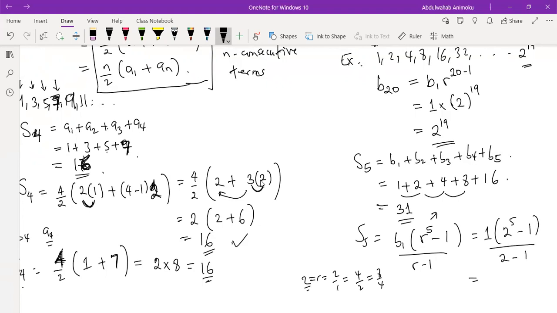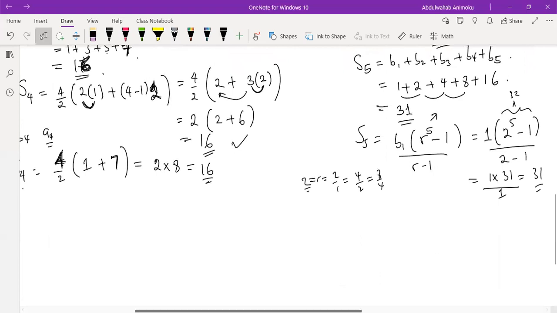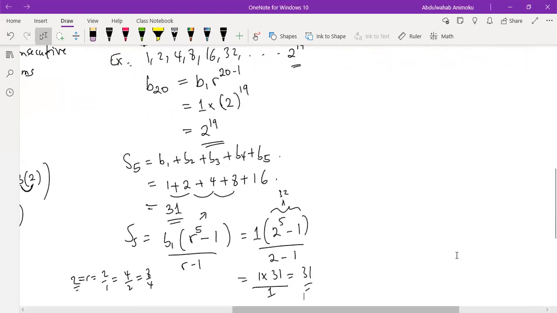So when you simplify the bracket first, 2 raised to power 5 is 32. 32 minus 1 is 31. So you have 1 times 31 all over 2 minus 1, which is 1. So the answer is 31 again, okay? So you have 31 as well. So with the formula and the traditional method, both of them match.